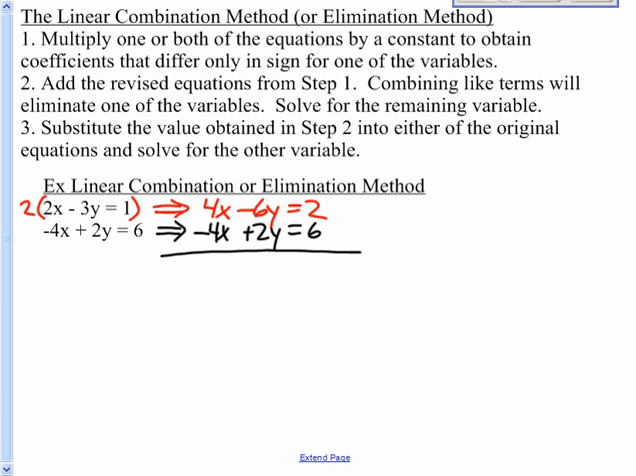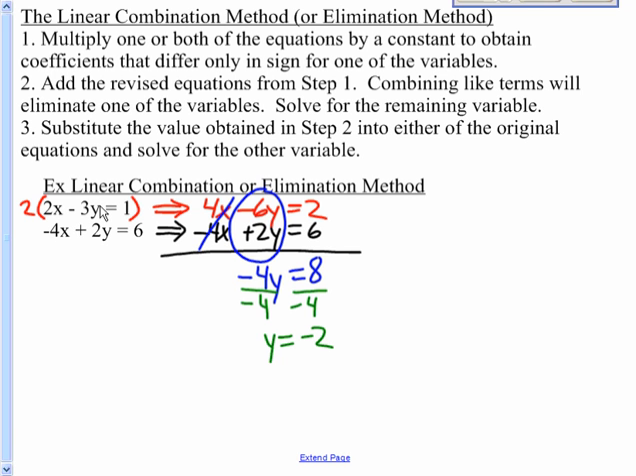And now you notice when I add them up, so step 1 is multiply it by a constant to make sure that one of them eliminates when you add them up. So you notice I have 4x minus 4x, that's gone. Now I'm doing this one, negative 6y plus 2y is negative 4y. 2 plus that 6 is 8. Okay, divide by negative 4, both sides here. You say, oh good, y is negative 2. Okay, y is negative 2.